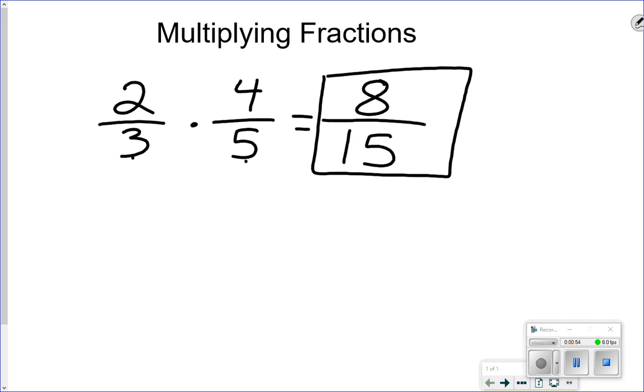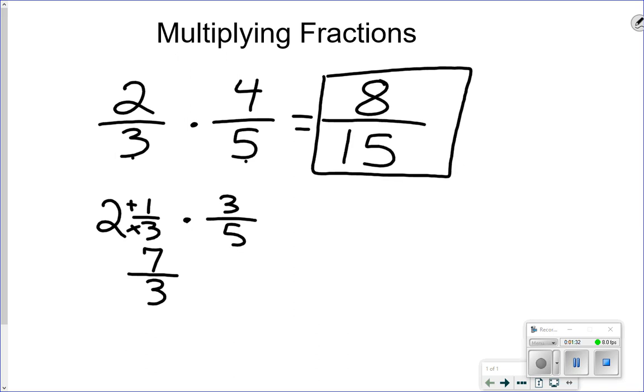Now, if you happen to have, say, a mixed number in there, for instance, 2 1/3 times 3/5, then you have to convert mixed numbers to improper fractions before you multiply across. So we'll convert 2 1/3, a mixed number, to an improper fraction. To do that, you multiply the whole number, 2, times the denominator, 3, which is 6. And then you add the numerator. So 2 times 3 is 6 plus 1. That gives us 7. And that gives you your numerator for your improper fraction.